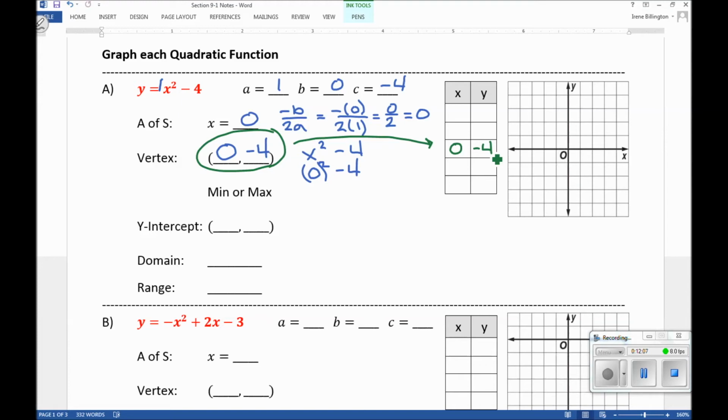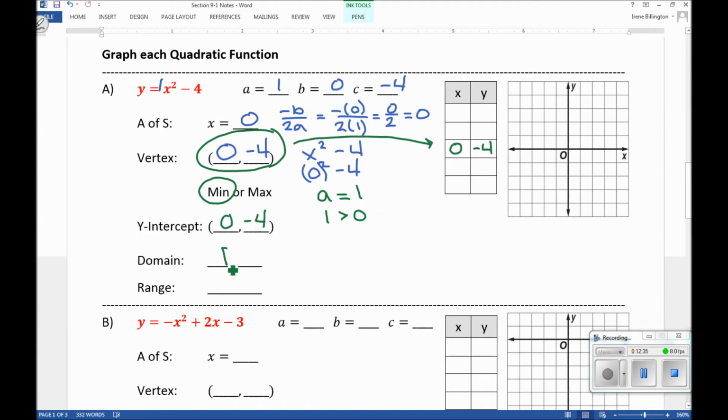Next question, is the vertex a minimum or a maximum point? We use our a value to determine that. Our lead coefficient, our a value, is equal to 1, and 1 is greater than 0. So if our lead coefficient is greater than 0, our parabola is going to have a minimum value. You can reference back the front of your notes for that. Okay, y-intercept comes from our c value. Our c value is negative 4. So our y-intercept is 0, negative 4.